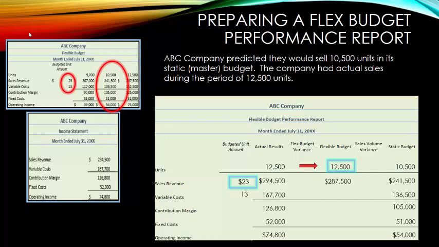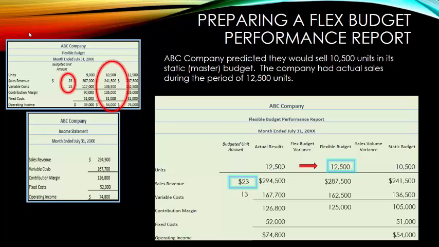Just take the actual level of production we had, 12,500 units, and multiply it by your budgeted unit amount. For variable costs, it's $13, which means those 12,500 units should have cost us $162,500. We know that contribution margin is just revenue minus variable costs, so that would have been $125,000. Next up, we have fixed costs.